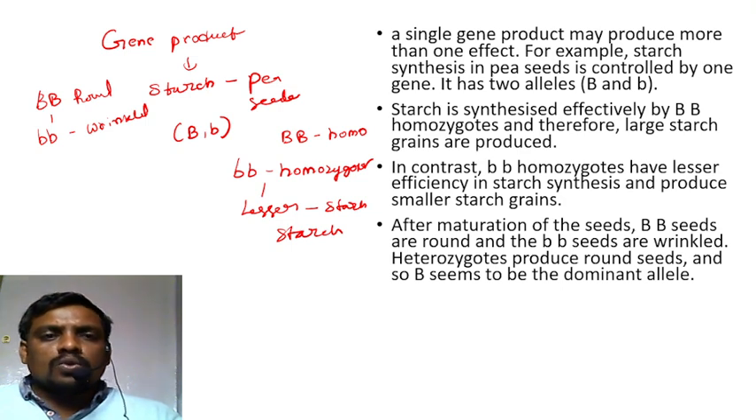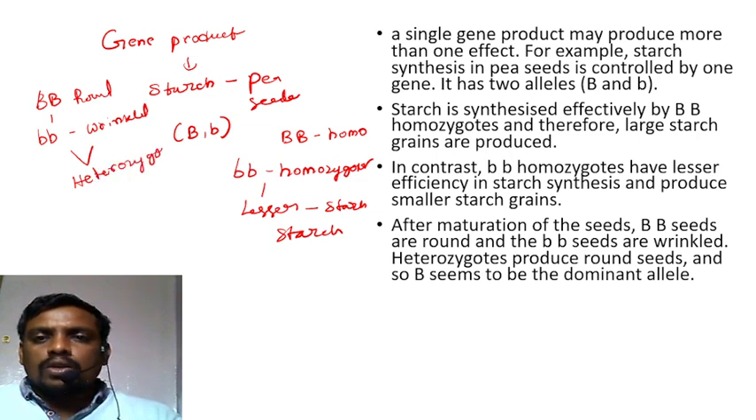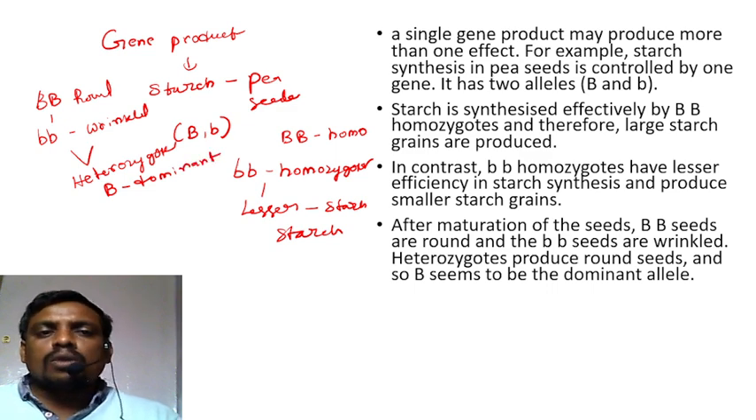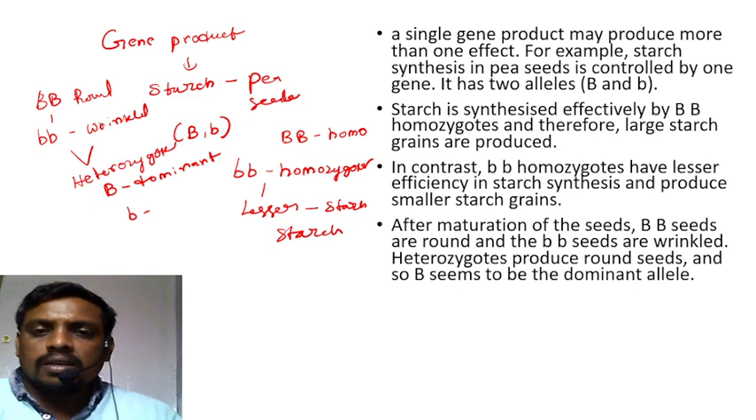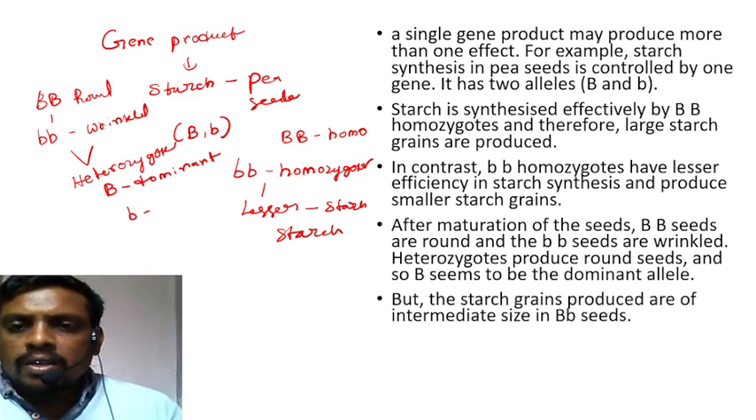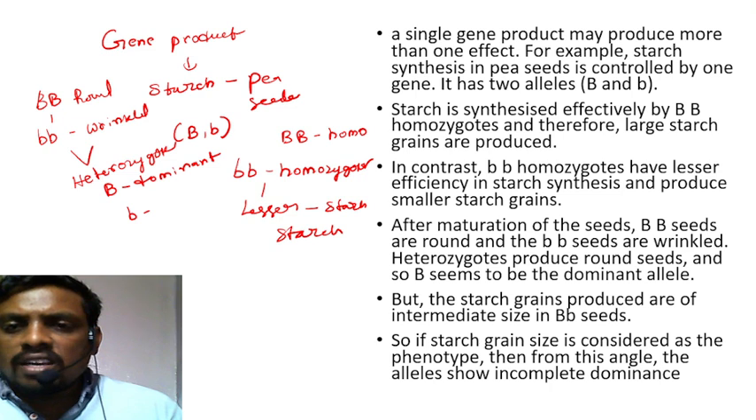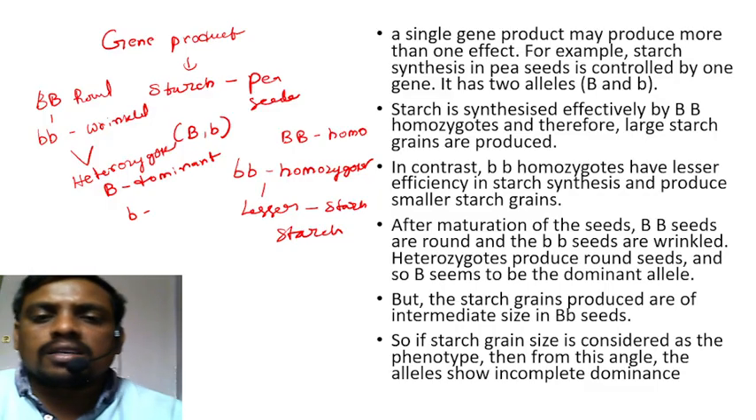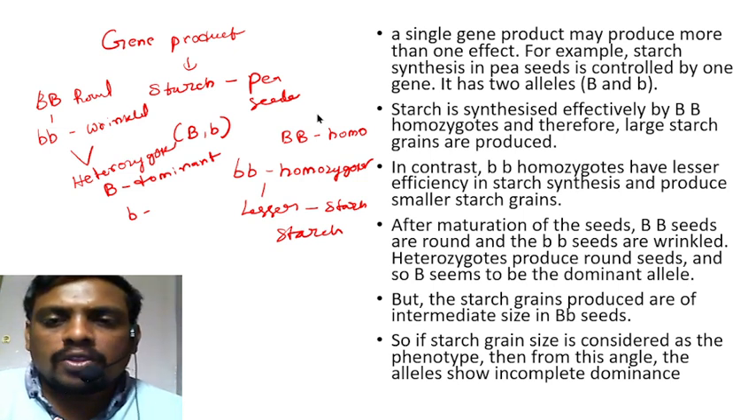Heterozygotes produce round seeds, so capital B seems to be the dominant allele, as you know that capital B for starch synthesis is the dominant allele, whereas small b is recessive in nature. So in this case, starch grain size is considered as a phenotype. Remaining part we will continue in the next class, until then stay tuned.